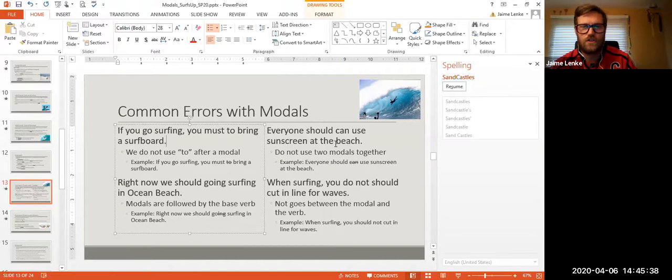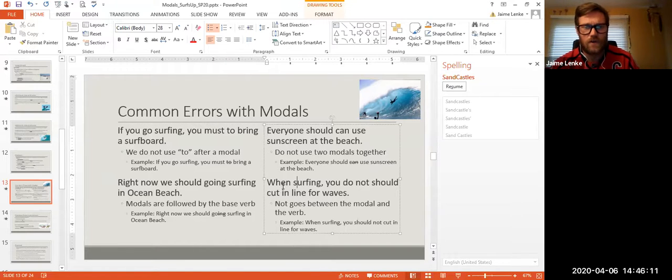Everyone can use sunscreen at the beach, right? So we should not use two modals together. We just have to pick one, right? It's either everyone should use sunscreen or everyone can use sunscreen. But again, this changes the meaning here, right? If you're saying everyone should use sunscreen at the beach, then you're saying that it's advice, right? Everyone should use sunscreen so you don't get a sunburn. If you say everyone can use sunscreen at the beach, then you're just saying that everyone has the ability to do so, not necessarily that they should or shouldn't.